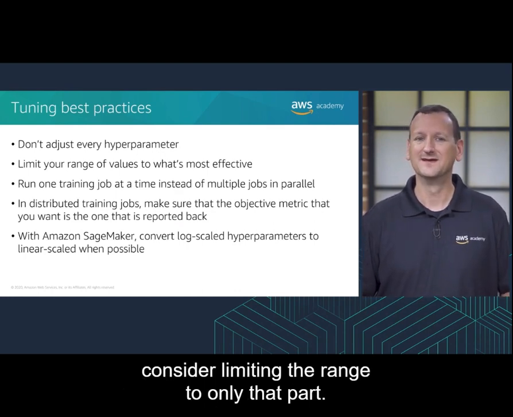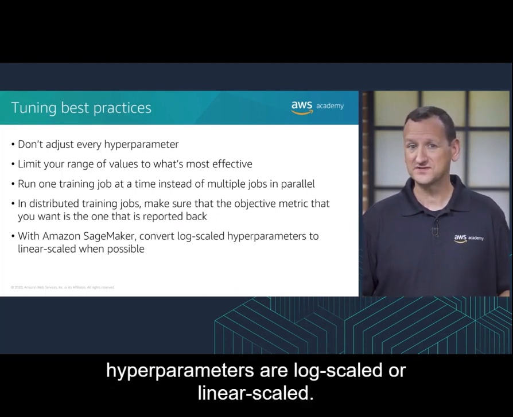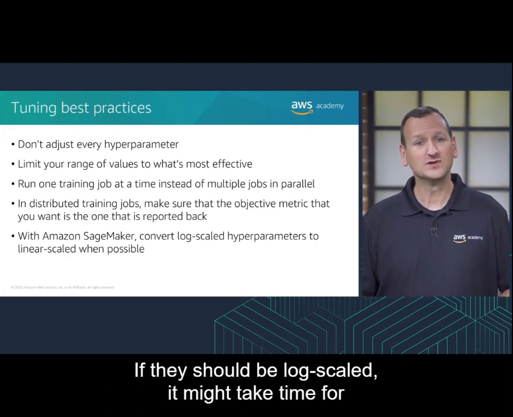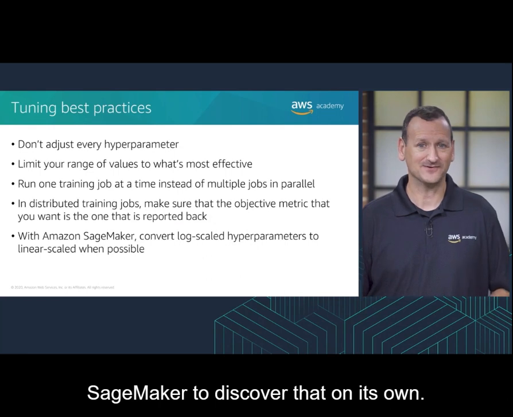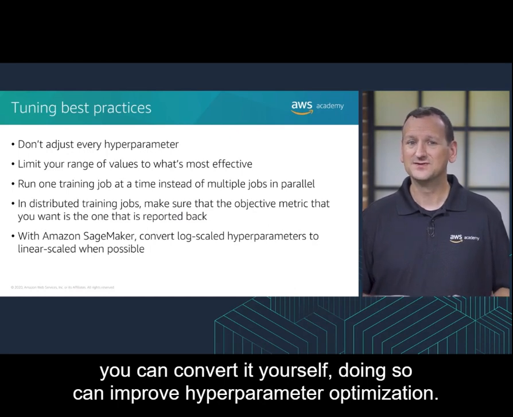During hyperparameter tuning, SageMaker attempts to figure out if your hyperparameters are log-scaled or linear-scaled. Initially, it assumes that hyperparameters are linear-scaled. If they should be log-scaled, it might take time for SageMaker to discover that on its own. If you know that a hyperparameter should be log-scaled and you can convert it yourself, doing so can improve hyperparameter optimization.